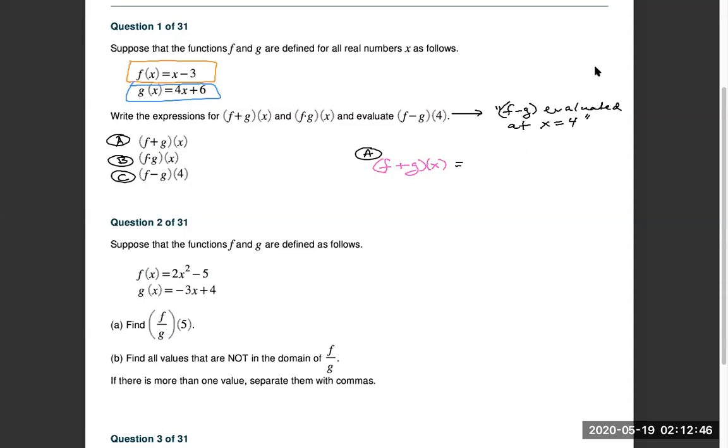Always start with your general definition. I know that that's going to be f evaluated at x plus g evaluated at x. Okay, so what that tells me, f plus g of x is going to be equal to the quantity x minus 3, okay, plus the quantity 4x plus 6.